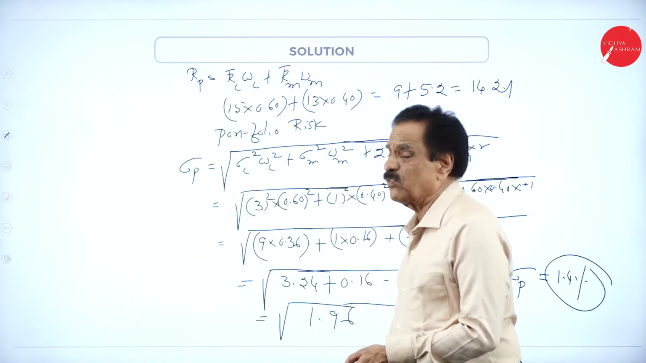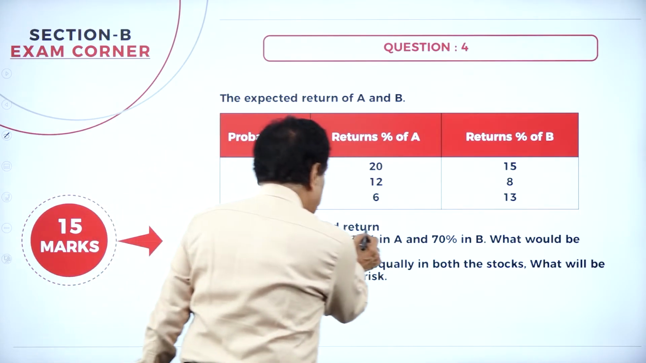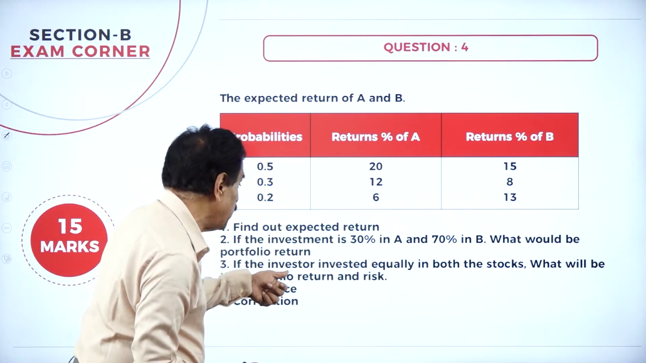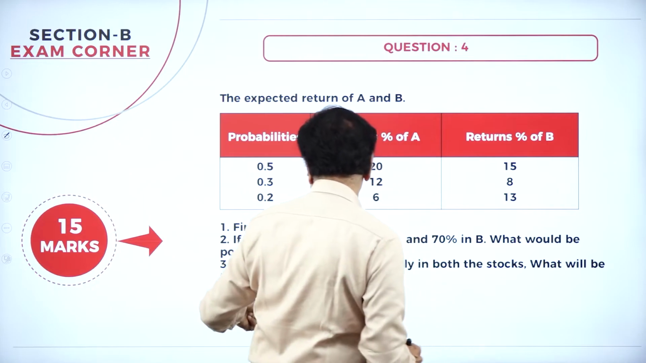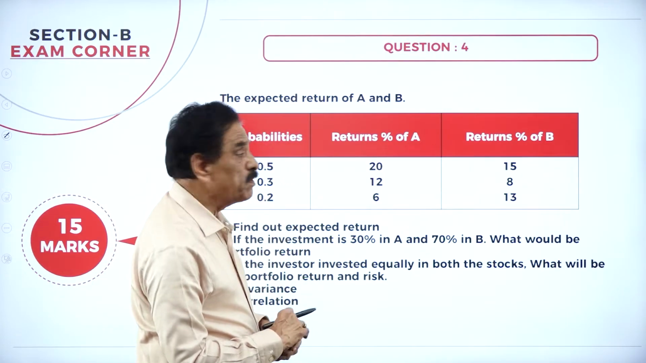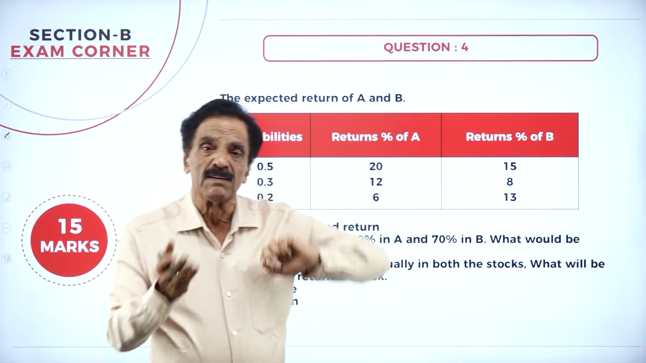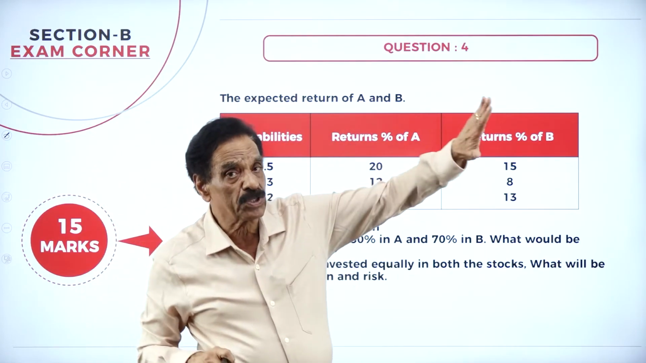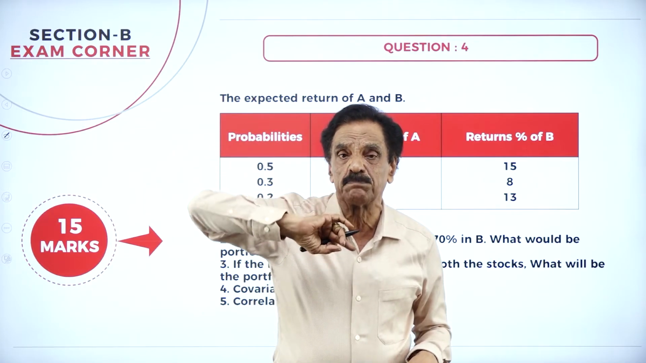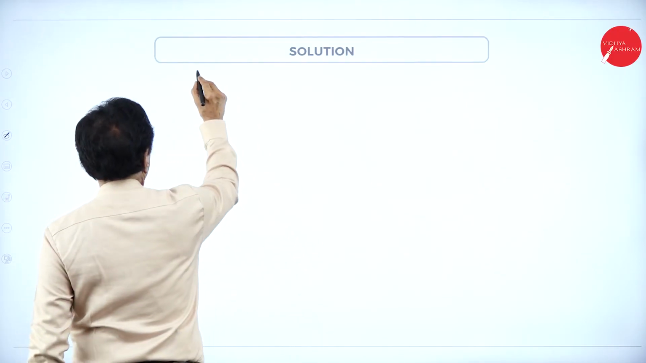So we'll move on with portfolio probability. See that. The expected return of A and B. Find the expected return if the investment is 30% A and 70% B. What would be the portfolio return? If they ask, if the investor invests equally in both the stocks, what will be the portfolio return and risk? Covariance and correlation are the same for you, but here probability is given now. Carefully, when a probability is given, we say ex-ante; without probability, we say ex-post. Probability means anticipated, expected, we are going to say that. Here, we'll go with the expected return of A, company A.